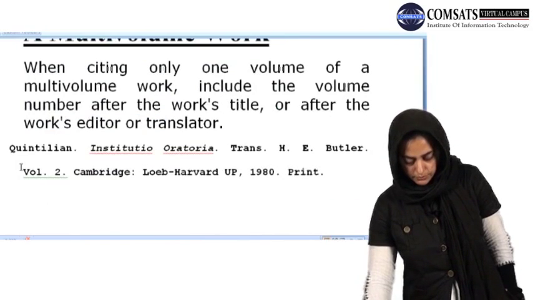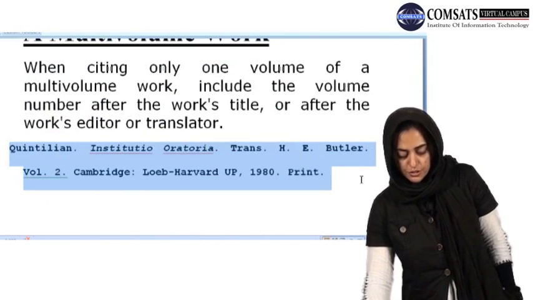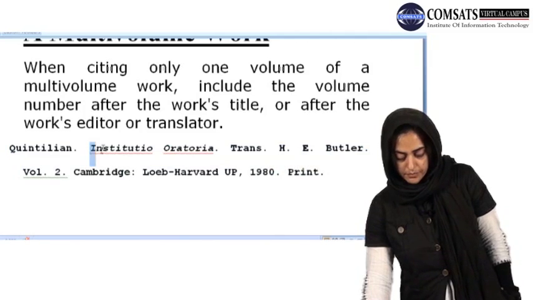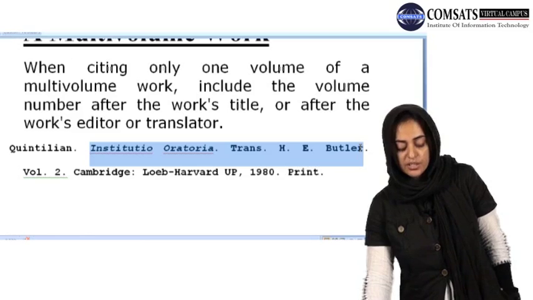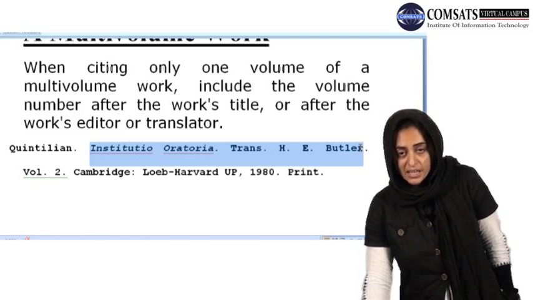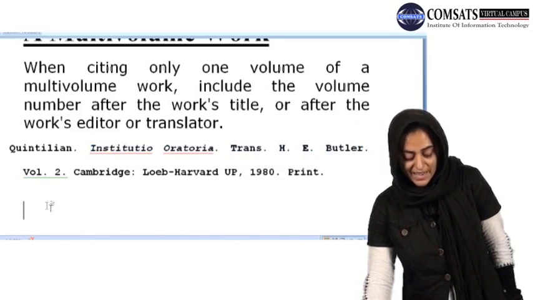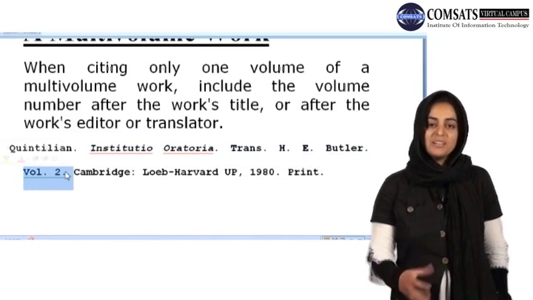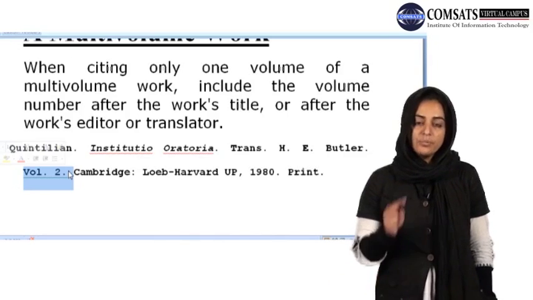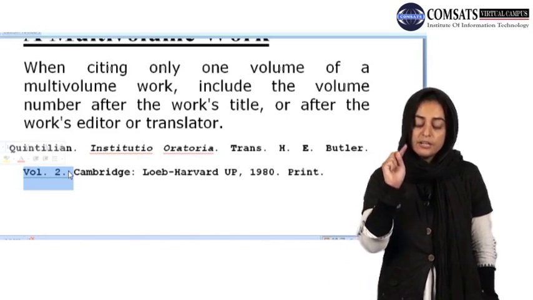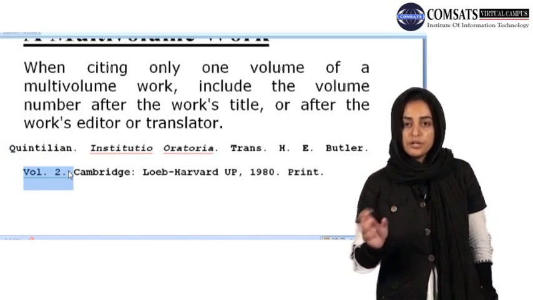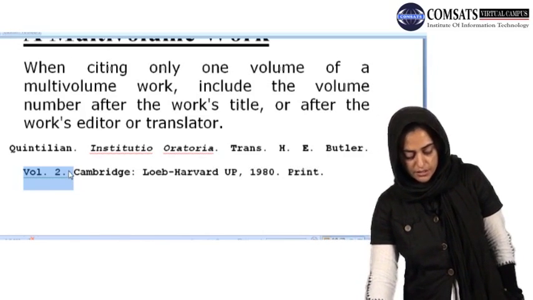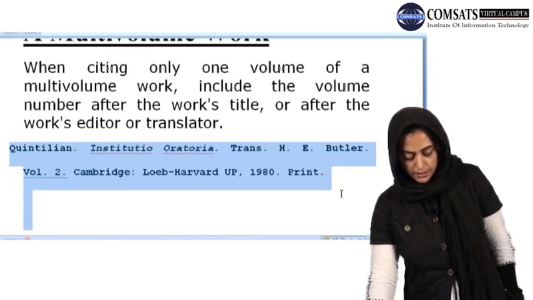Here. After, dear students, you have mentioned the work's title in the detailed reference, and after you have mentioned the work's editor or translator, there comes the place where you will add the volume number as well. For example, if you have picked up some information from volume number 2 of some book, then you will add VOL period 2, then a period. That means volume number 2. Kindly have a look on the screen again in order to understand the situation better.